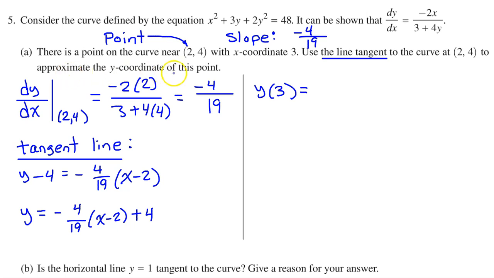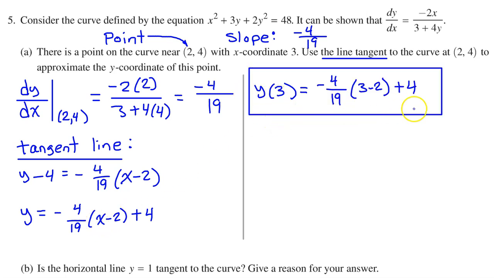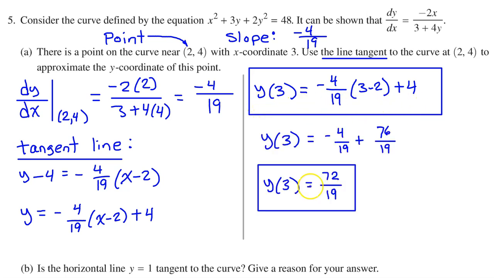To approximate the y-coordinate at x equals 3, we will evaluate the tangent line equation at 3. You could stop here if you wanted to play it safe, or you could simplify. The y-coordinate at x equals 3 is approximately 72 over 19.